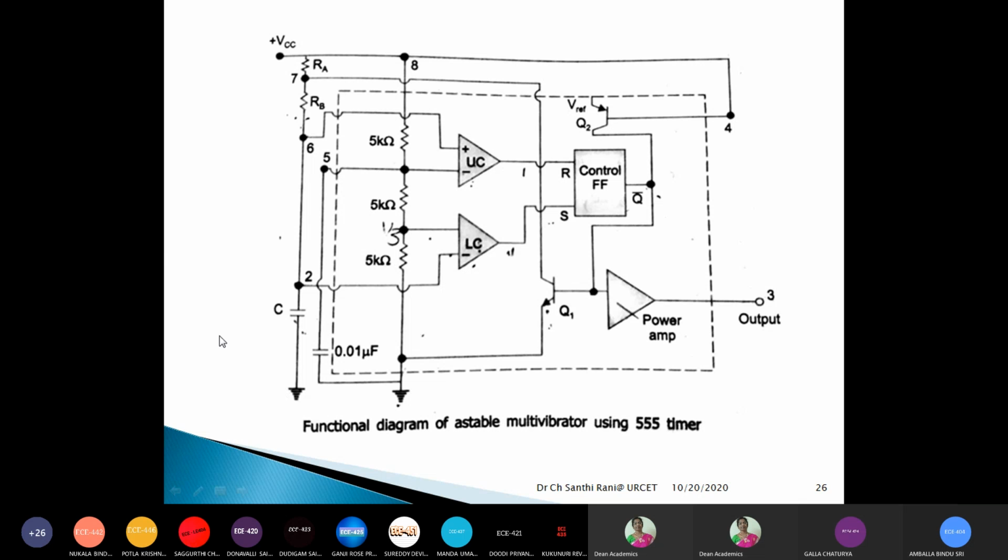I think you have taken this diagram yesterday, right? Am I correct? Have you taken this diagram yesterday? No, ma'am. Then all of you please draw this diagram.